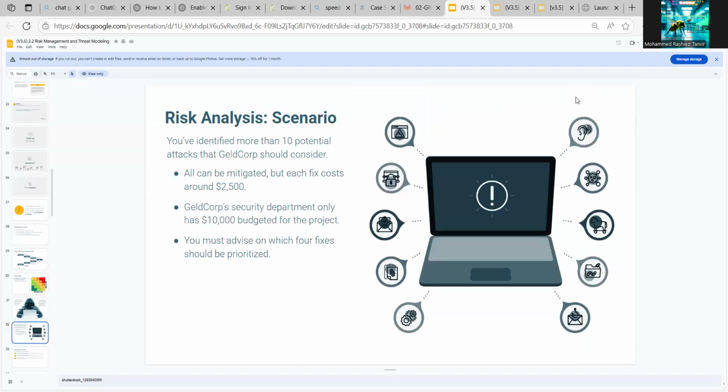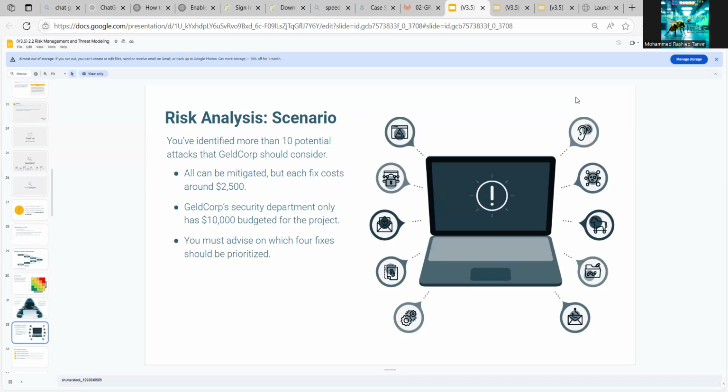Risk analysis scenario. Now let's look at planning and mathematical terms for how to analyze the risks. Suppose you have identified 10 potential attacks that Gale Corp management should consider. All can be mitigated, but each fix costs around $2,500. Gale Corp's security department only has a $10,000 budget for the project. You must advise on which 4 fixes should be prioritized.